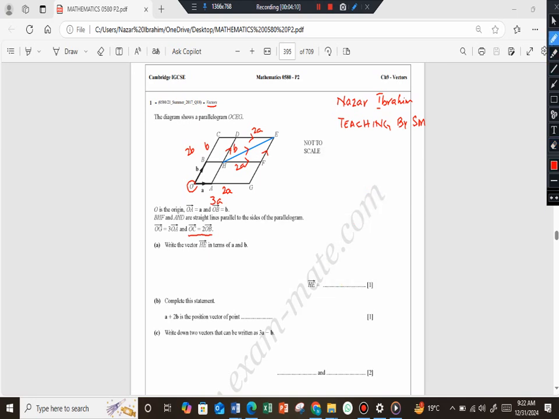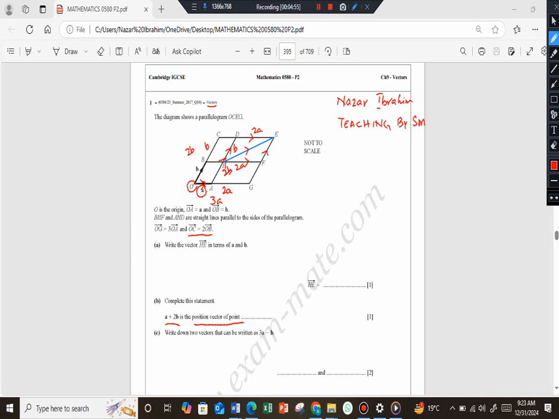Complete this statement. a plus 2b is the position vector of point. Now what is a plus 2b? This is a, so a plus 2b. AD is also 2b, right? Because AH is b parallel to OB and HD is also b parallel to BC. So summing AH plus HD, which in total is AD, is equal to 2b. So OA plus AD will give me a plus 2b, right? And it's a position vector.